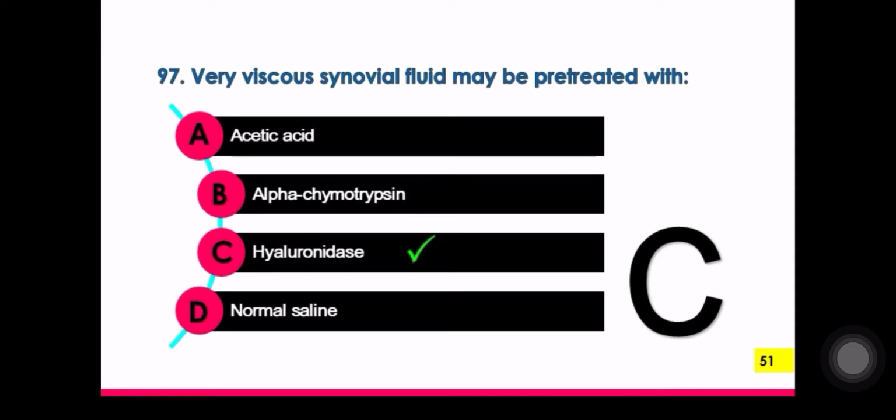So again, very viscous synovial fluid may need to be pretreated by adding 1 drop of 0.05% hyaluronidase in buffer per ml of fluid. After that, incubate it at 37 degrees Celsius for 5 minutes.